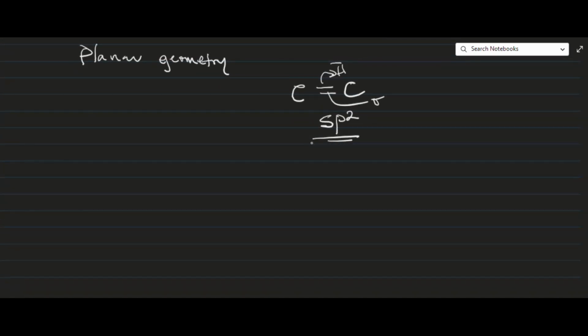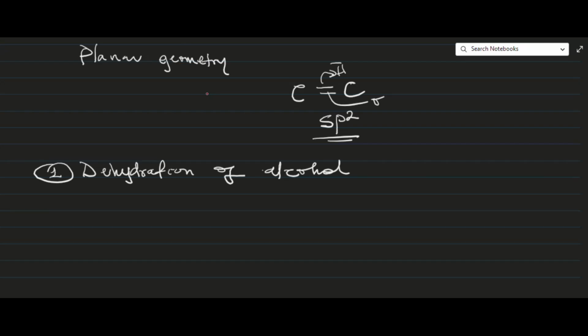How do we produce alkene in the lab? So number one way of making the alkenes in the lab is by dehydration of alcohols. That is, removing a water molecule from an alcohol using an acid catalyst. It is very important you mention the catalyst used for the reaction. So let's look at a general equation for that.